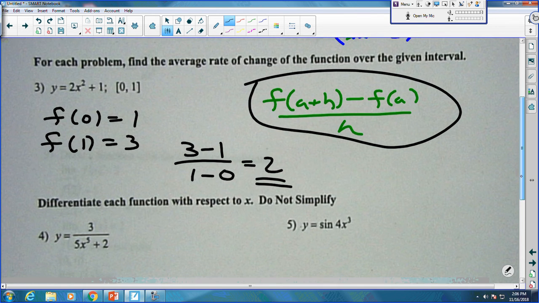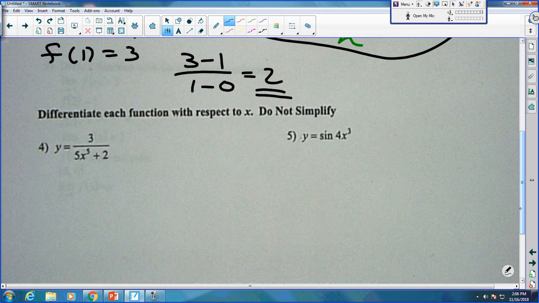Now, everyone, on the stuff I send you for 4 and 5, it will show all the steps. I am going to remember that when I see this is a quotient rule. So when I look at this, I see a quotient rule. Actually, I can do it as a product rule too, but I'm going to show you the quotient rule. All right. F is 3. G is 5x to the 5th plus 2.